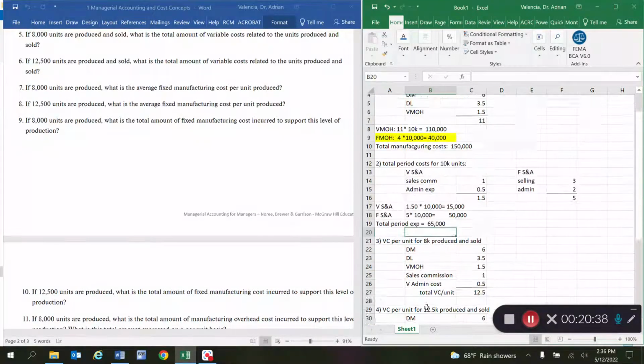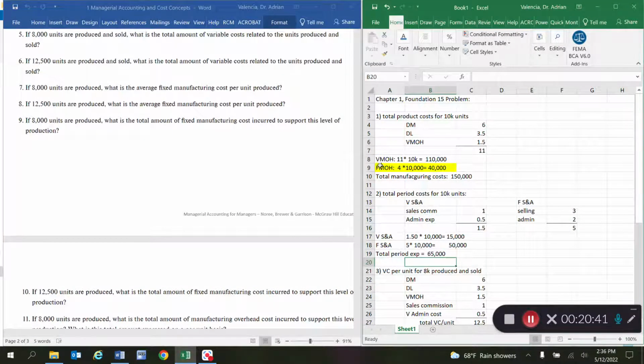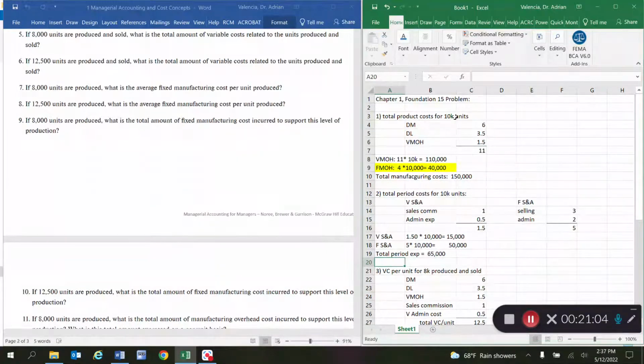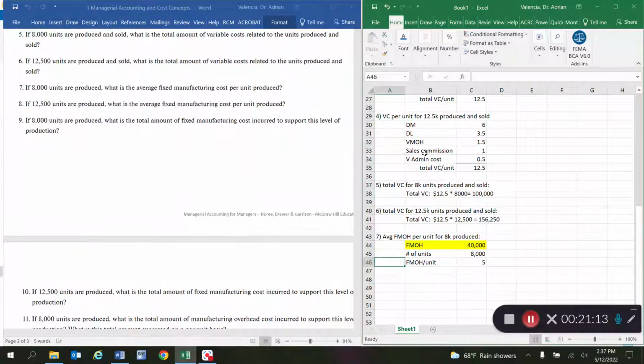my, I want to use the same terminology. My fixed manufacturing overhead per unit is going to be $5. So I'm going to basically divide the 40,000 by 8,000. So I want you to contrast this. If I'm at an 8,000 unit level of production on a per unit basis, that's $5. If I'm at a 10,000 unit level of production on a per unit basis, that's $4. And this goes back to the idea of economies of scale. Obviously, the more we produce, the lower we can get the per unit cost of fixed items only.